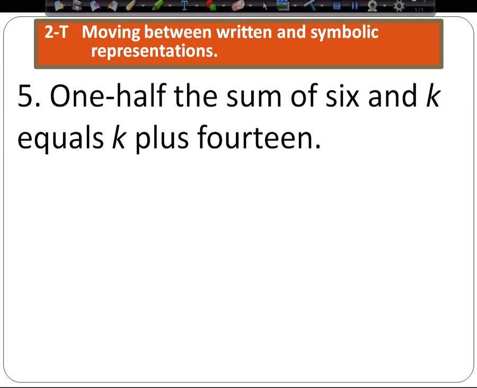Number 5 says 1/2 the sum of 6 and k equals k plus 14. And go ahead and pause the video and make sure you have the problem written down before you move on. Right, first thing we're going to look at is 1/2 the sum. We're not saying half of 6 or half of k, we're saying 1/2 the sum.